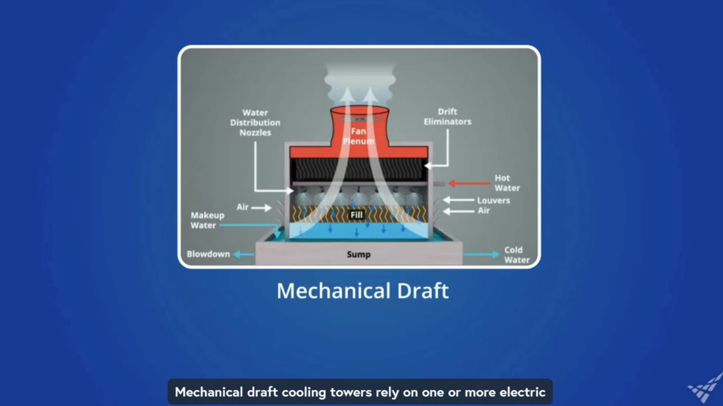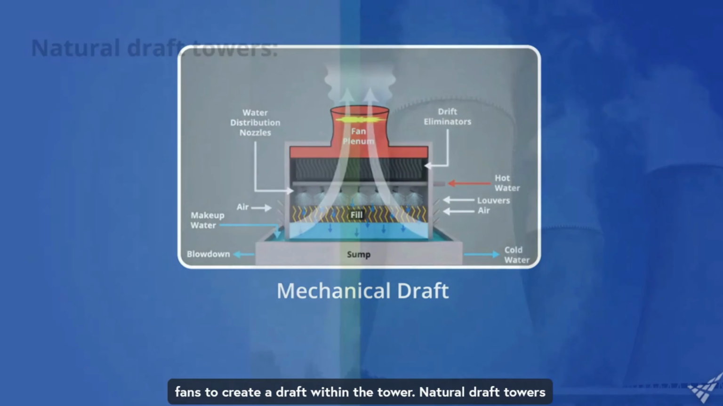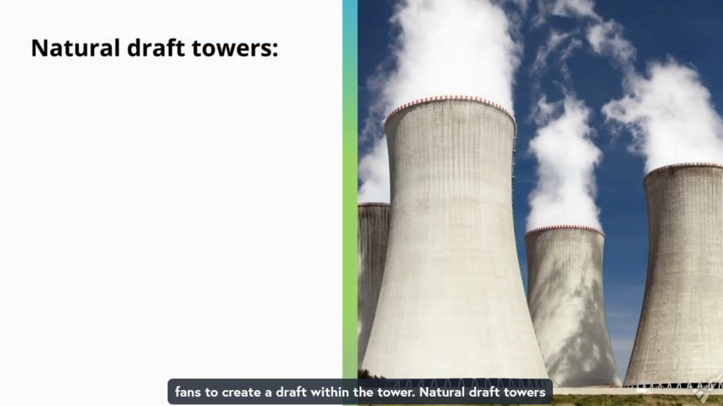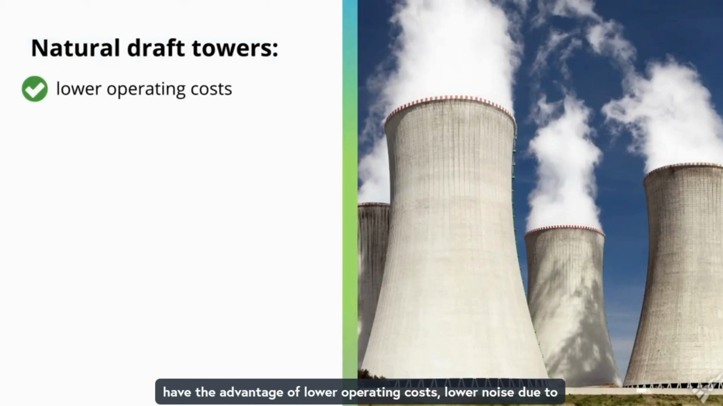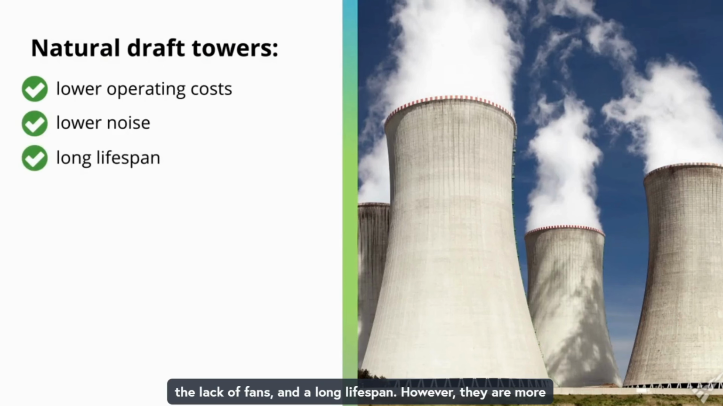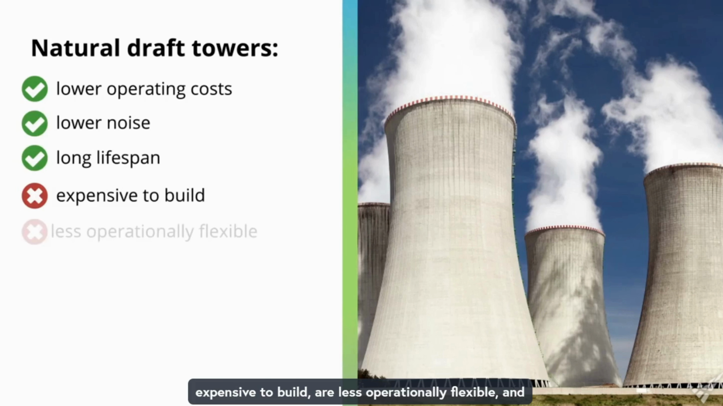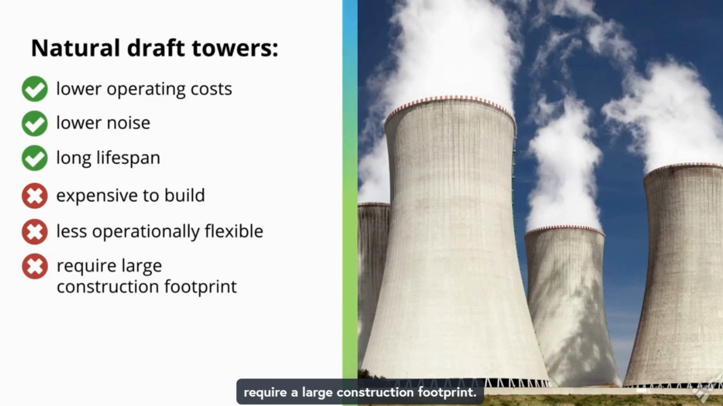Mechanical draft cooling towers rely on one or more electric fans to create a draft within the tower. Natural draft towers have the advantage of lower operating costs, lower noise due to the lack of fans, and a long lifespan. However, they are more expensive to build, are less operationally flexible, and require a large construction footprint.